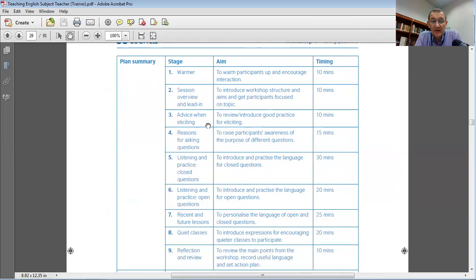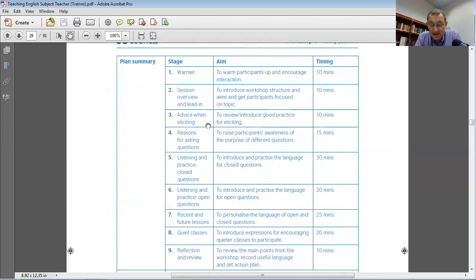Stage 2, session overview and lead in. So this is a group discussion. And if you're going to do a full class feedback, make it brief, as quick as you can. I said in my first video that I think that this can sometimes be a waste of time, so make it brief.